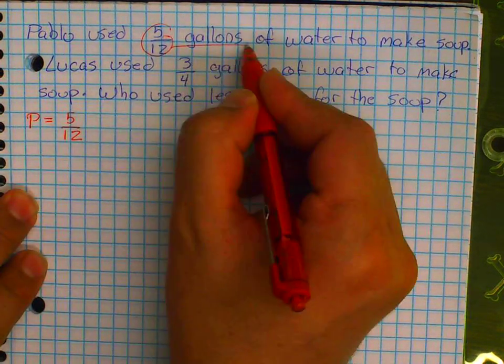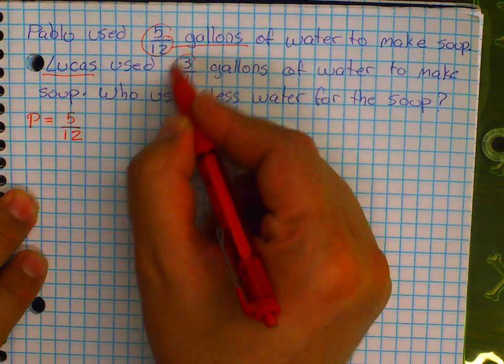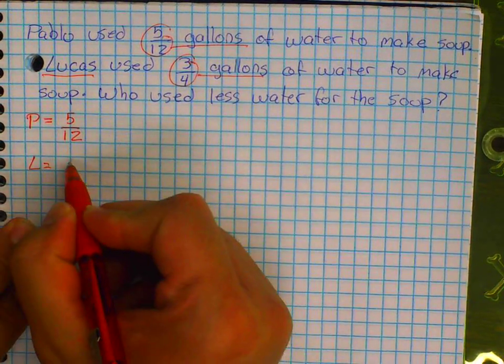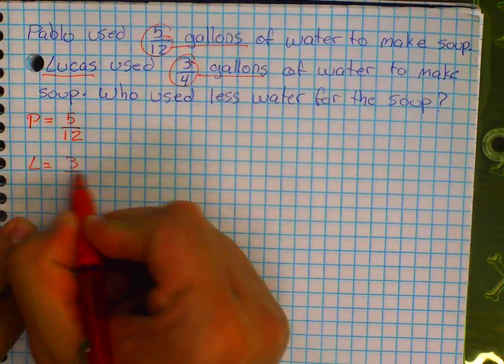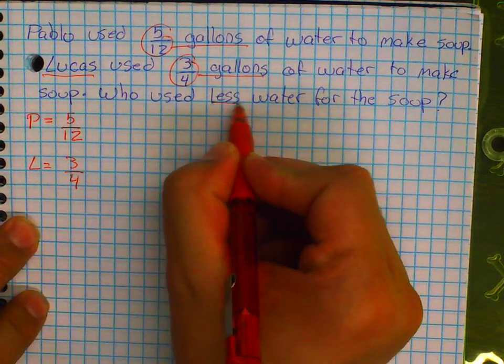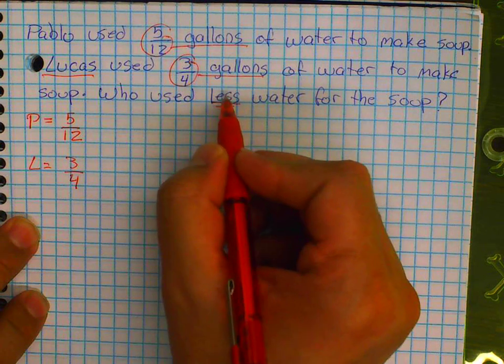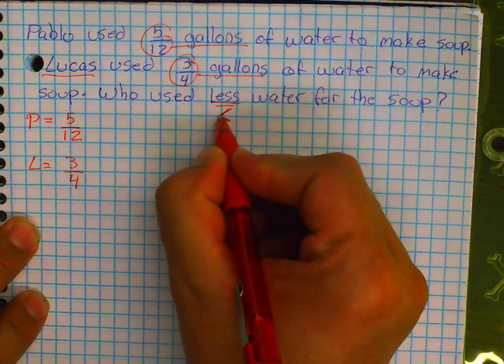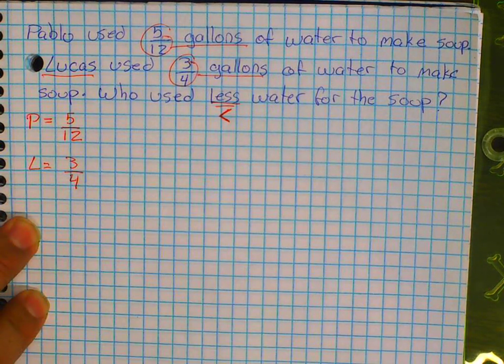Lucas used 3/4 gallons of water to make soup. Lucas used 3/4 gallons to make soup. The question is, who used less water? I need to know who made less, or who used less water. Now, I need to build my model.